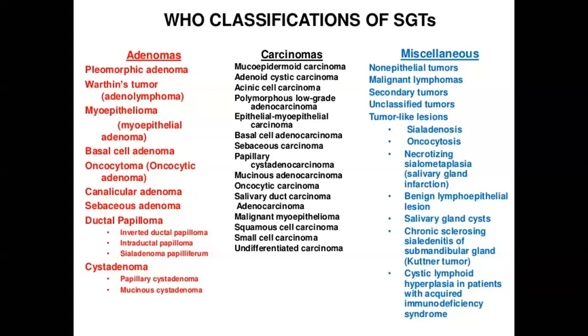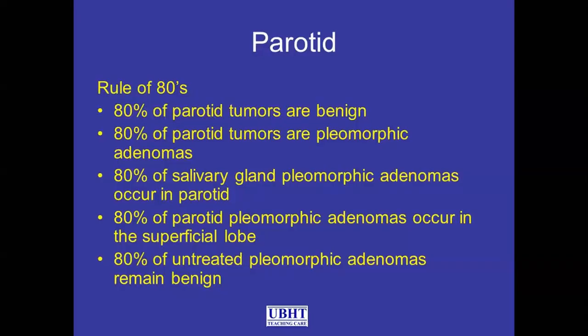such as sialadenosis, oncocytosis, necrotizing sialometaplasia, benign lymphoepithelial lesion, salivary gland cyst, chronic sclerosing sialadenitis of the submandibular gland, cystic lymphoid hyperplasia, and acquired immunodeficiency syndrome. So these are the miscellaneous causes which cause the salivary gland tumors.